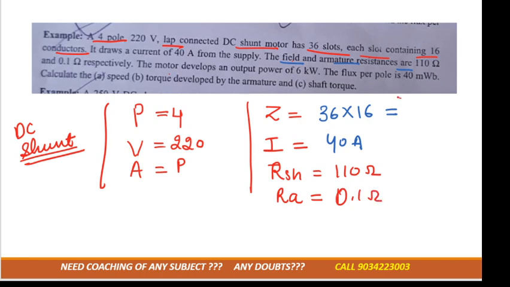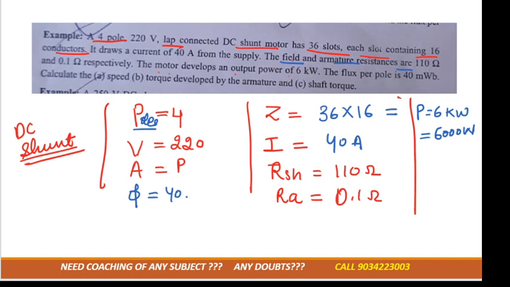Now next they have said that the motor develops an output power. Power also they have mentioned, but this P is the pole, don't confuse it. The power is 6 kilowatt, so we need to convert it, that is 6000 watt. And flux also they have mentioned, that is 40 milliweber. 40 milliweber means 40 into 10 raised to power minus 3 weber.